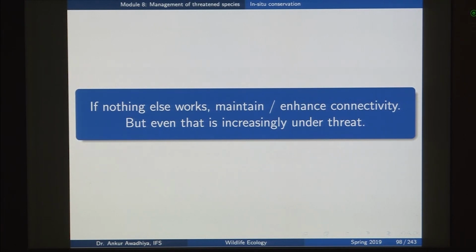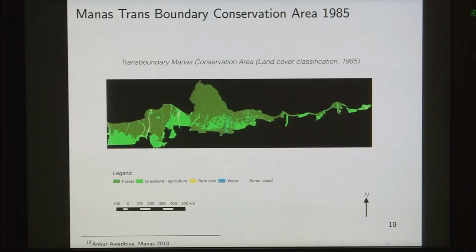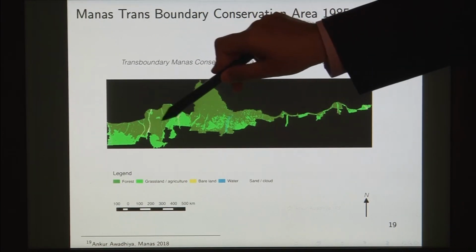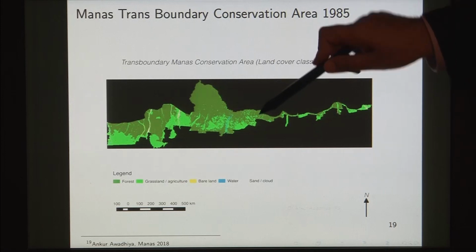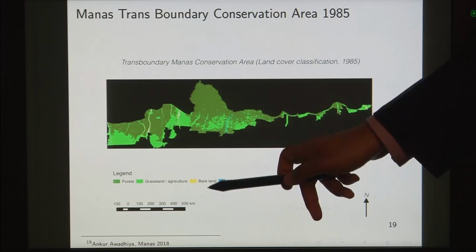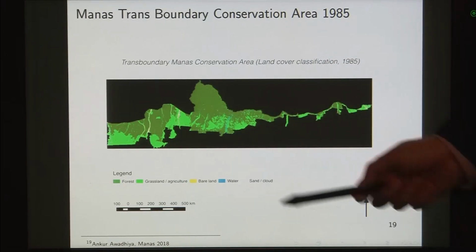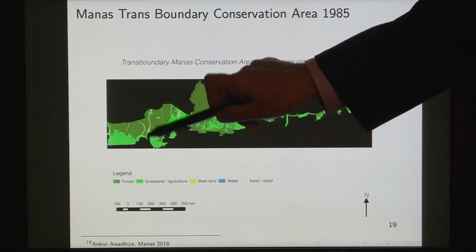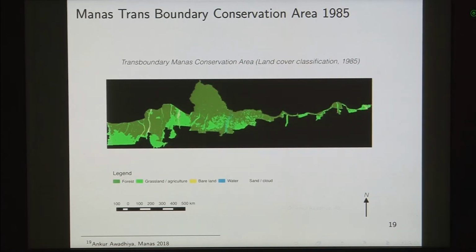But then we are observing that even that is increasingly getting more and more under threat, as can be seen from this example from Manas. Now, here we have a satellite image of the Manas transboundary conservation area in the year 1985. In this image we have classified the image so that the dark green areas are forest areas, the light green areas are grasslands or agriculture, the yellow areas are barren land, so there is hardly any yellow area in this case, the blue areas are water, and the white areas are sand or cloud. So, like this area is a sandy area.